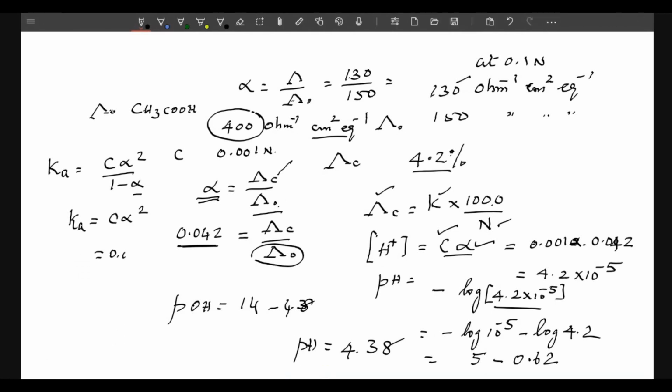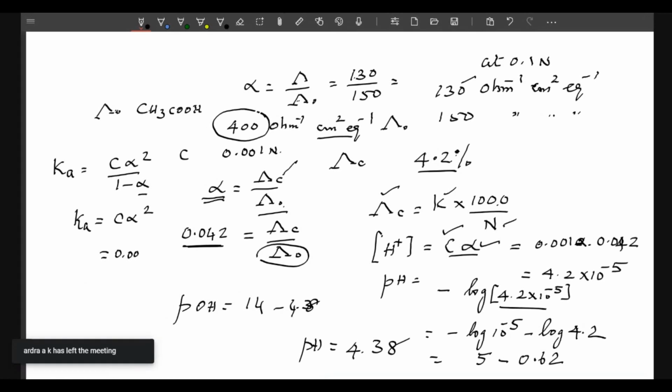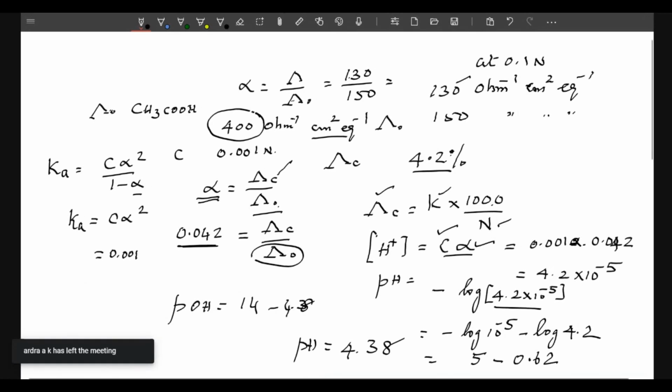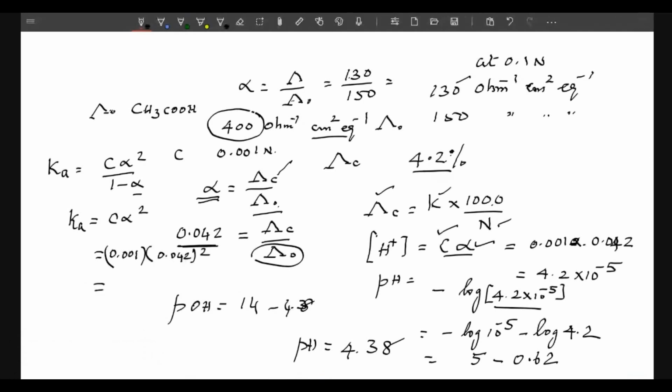C is 0.001, alpha is 0.042. Square it. What is the value obtained? That is Ka. If Ka is obtained, you can calculate pKa. You may be asked to calculate pKa. Therefore, giving this data, what is the data?